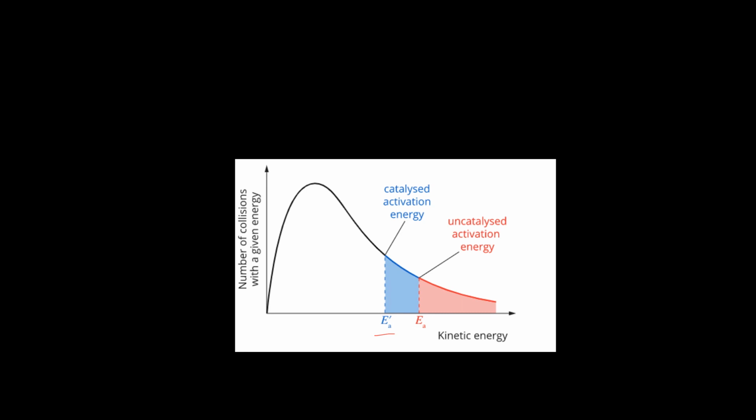This is a graph showing how the catalyst decreases the activation energy. When we use a reaction without the catalyst, only this is the activation energy, so only this many molecules can undergo reaction. But a catalyst reduces the activation energy, for example from 100 joule to 50 joule or 80 joule. So the number of molecules which possess the activation energy increases. As a result, the reaction rate increases.